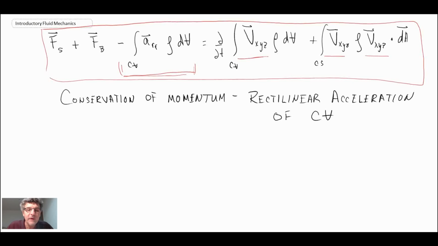So what we're going to be doing in the next segment is taking a look at a problem involving a rocket, and we're going to apply this new form of conservation of linear momentum to an accelerating control volume.